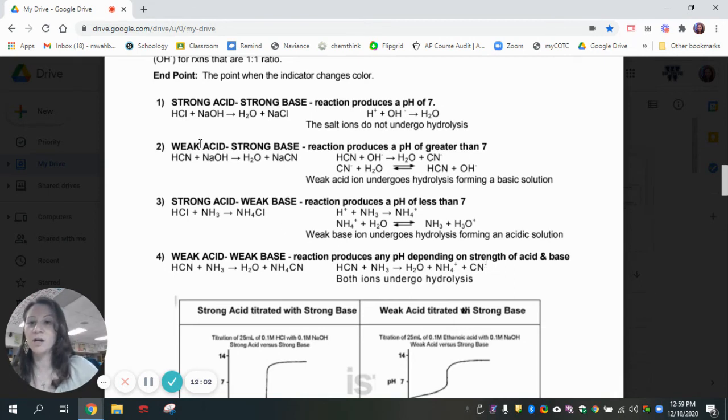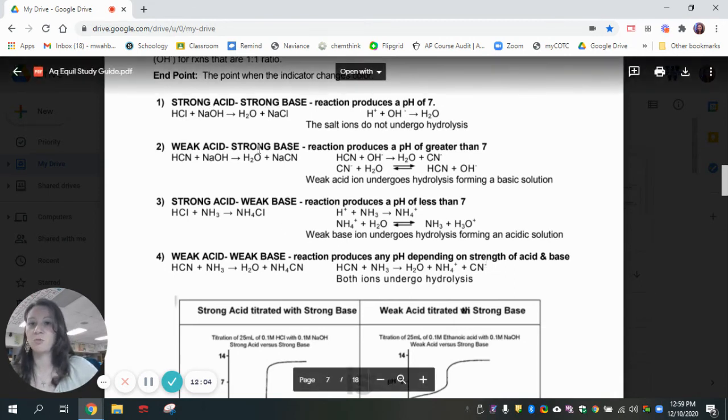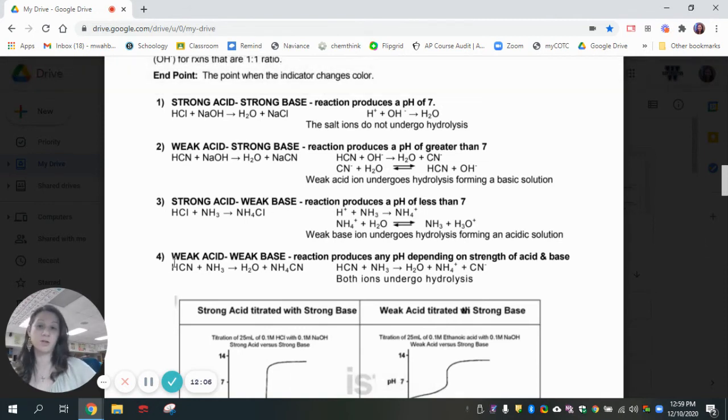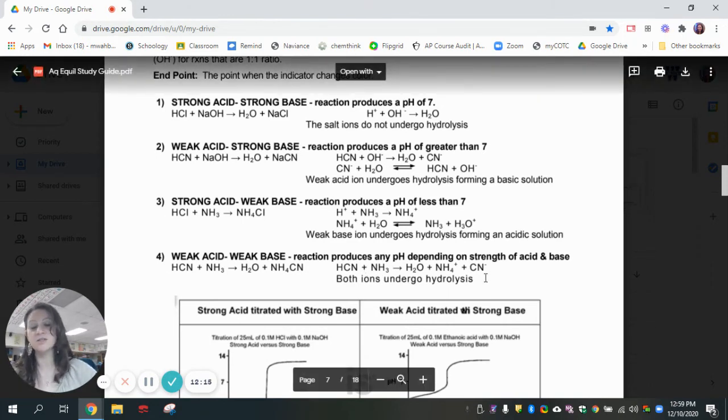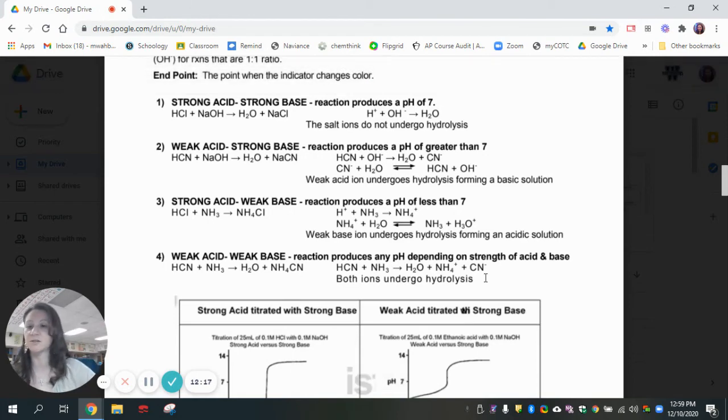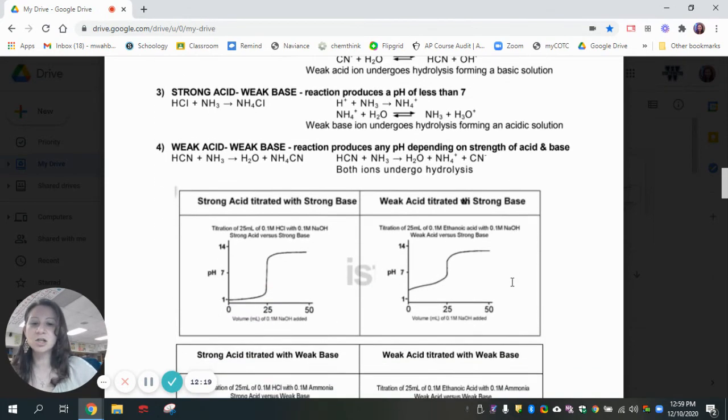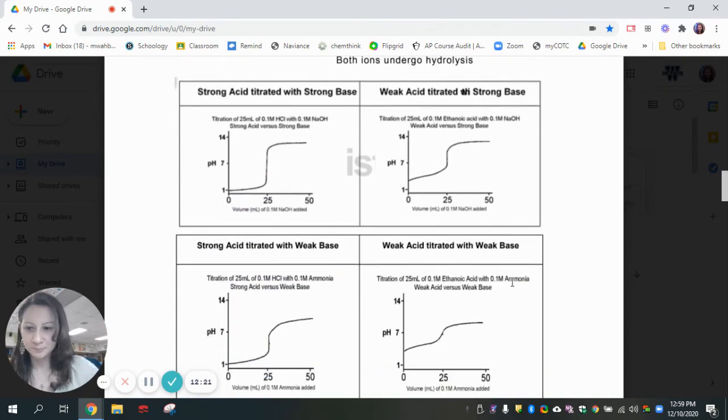So we are going to do calculations with strong-strong, weak-strong, and strong-weak. We are not going to do calculations with weak-weak, but you do need to know that the pH at the equivalence point is not necessarily equal to 7, because of the hydrolysis of the ions. You need to be able to write the equations for the hydrolysis of the ions. Now let's look at our curves here.